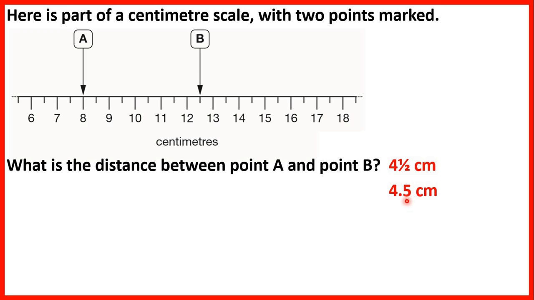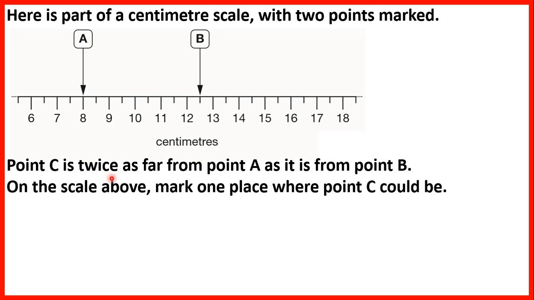Now, point C is twice as far from point A as it is from point B. On the scale above, mark one place where point C could be. So we know that the distance from A to B is 4.5 centimetres, and we need to write point C. It's twice as far from point A as it is from point B.